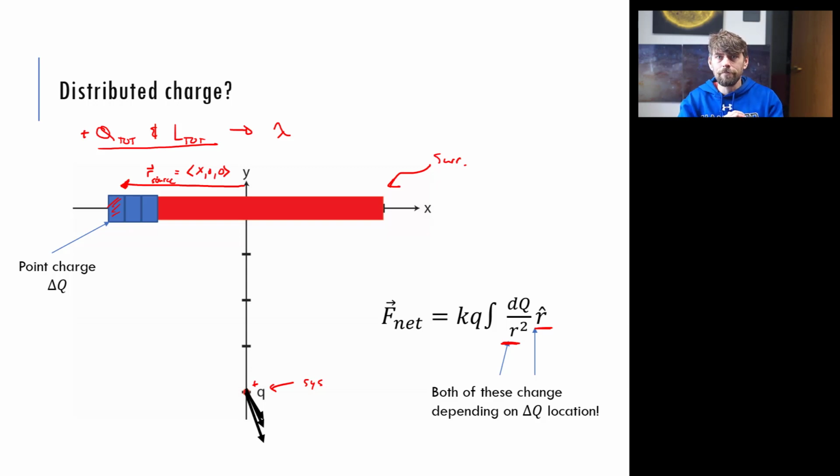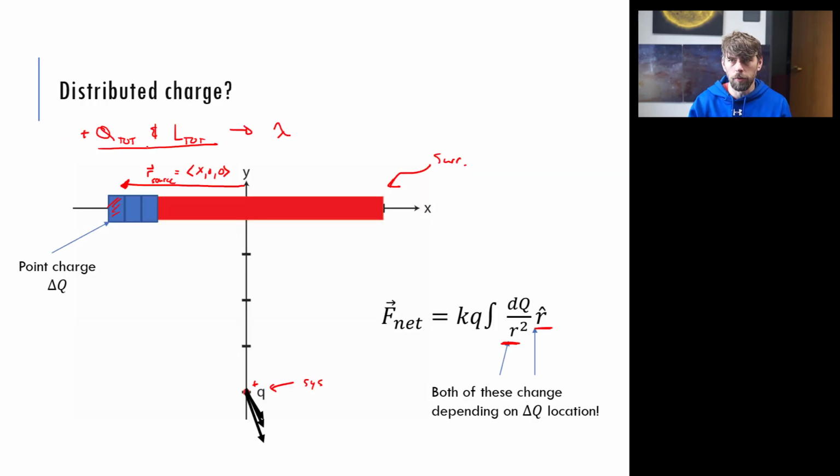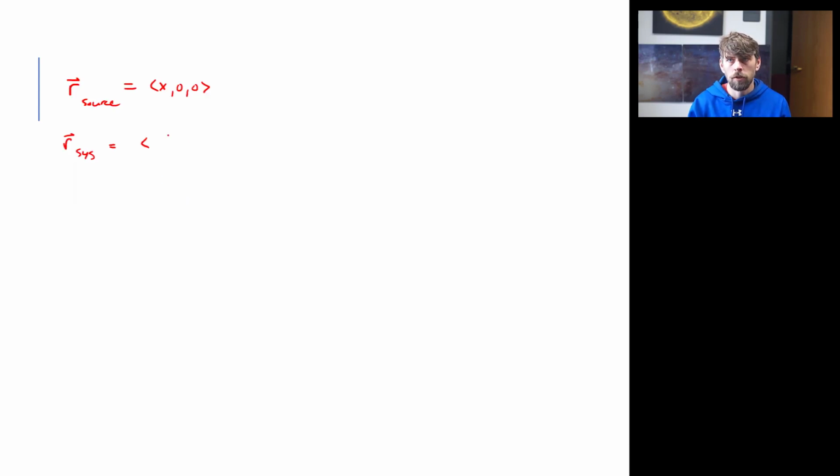Okay. So let's put this all together. What I have is that the position vector for the source, in a very generic sense, remember I needed a function rather than a specific number, is x, 0, 0. And of course, for my system, I have something like, I don't know, what do we have? 1, 2, 3, 4, negative 4. So I have 0, negative 4, 0.